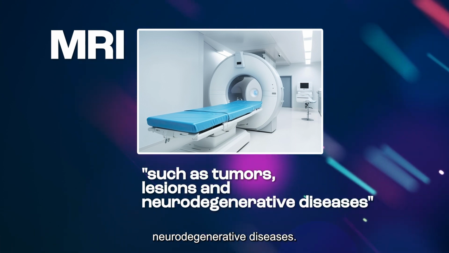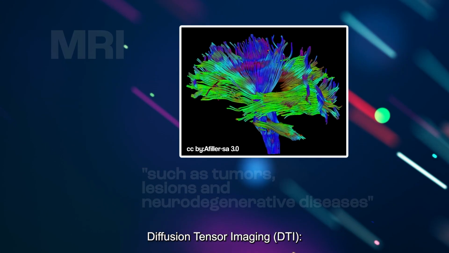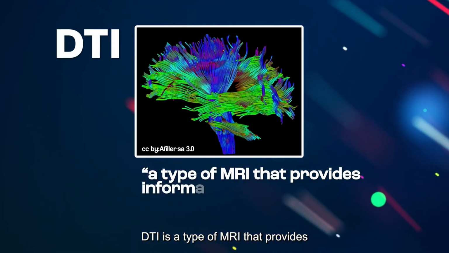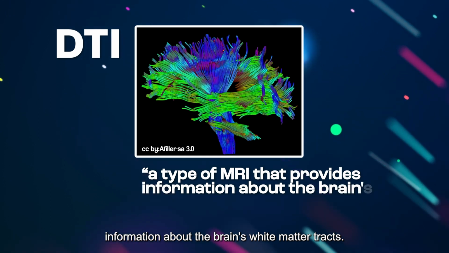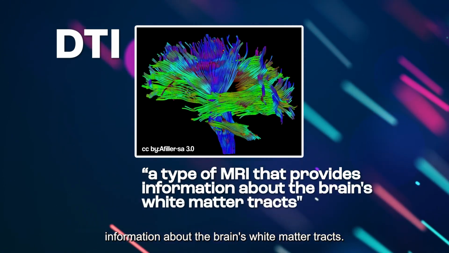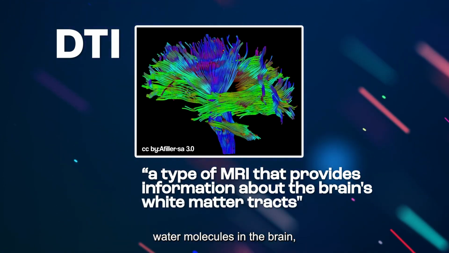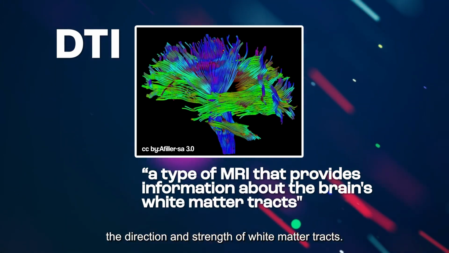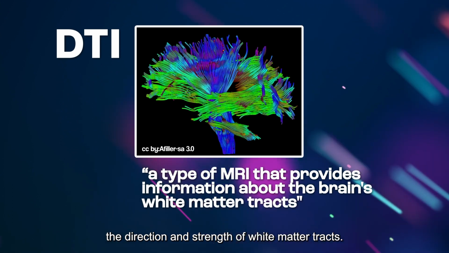associated with neurodegenerative diseases. Diffusion tensor imaging, DTI, is a type of MRI that provides information about the brain's white matter tracts. It measures the diffusion of water molecules in the brain, which can be used to infer the direction and strength of white matter tracts.